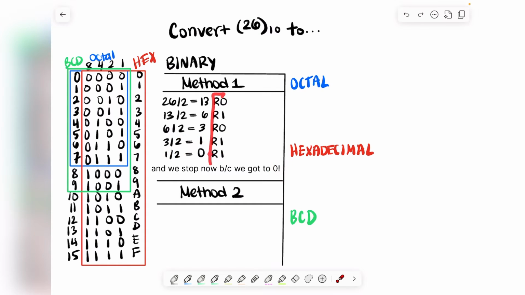Now, why do we care about the remainders? Because this is our answer. So just count how many you have. 1, 2, 3, 4, 5. That means I'm going to have 5 bits.